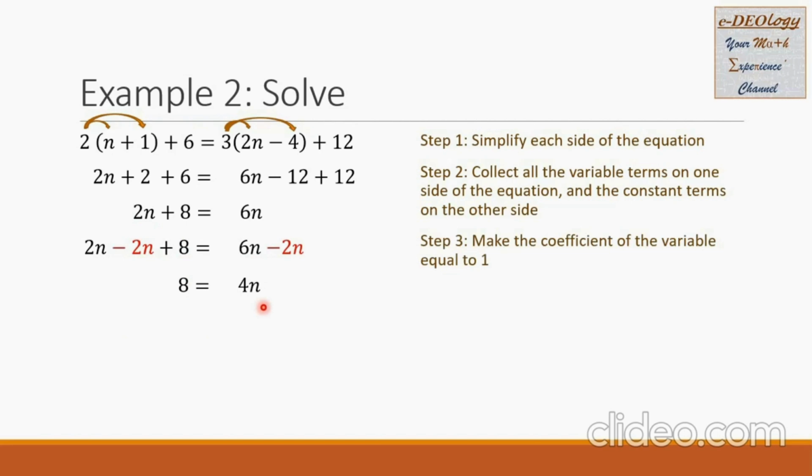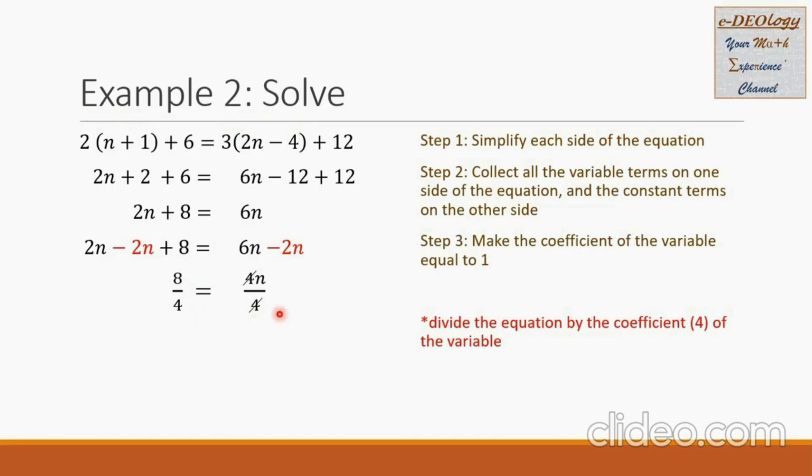Step 3. Make the coefficient of the variable equal to 1. Our variable term now is 4n. The coefficient is 4. So we will divide the equation by 4. The right side will be divided by 4. The left side will be divided by 4. We cancel now the 4 over 4.